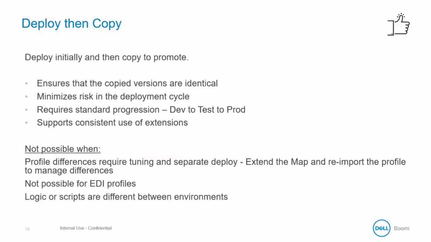So you should try to always deploy initially and then copy to promote to the next environment. Let's consider a few benefits and a few exceptions to this. So it's good practice, which ensures that the copied versions are identical to one another. This also minimizes risk in the development cycle because you're sure of what you're copying to the next environment. This requires a standard progression for everyone to follow, to deploy to dev, and then copy to test and production.